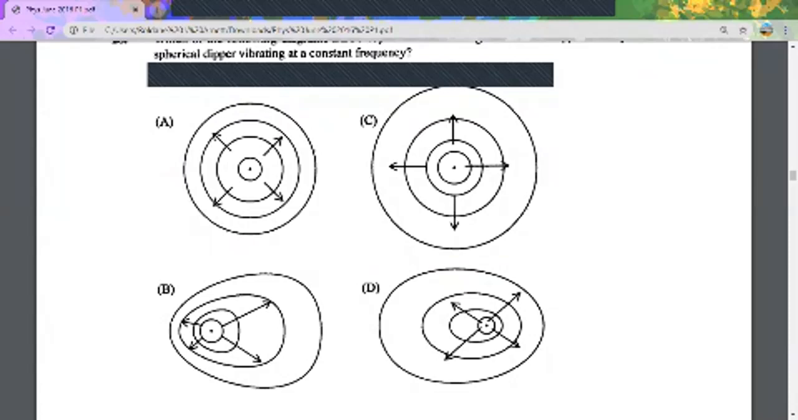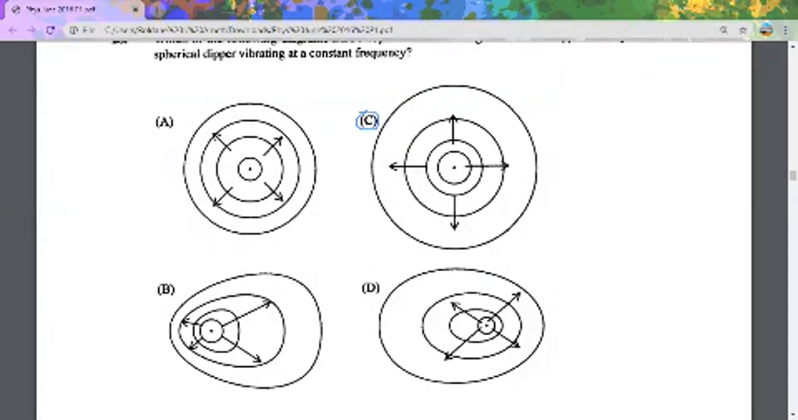A is more of a cartoonish perspective, but in reality, you would have the waves that are closer to the object being even closer together. And as you move further away, the distance between the waves becomes greater. So the answer is C.